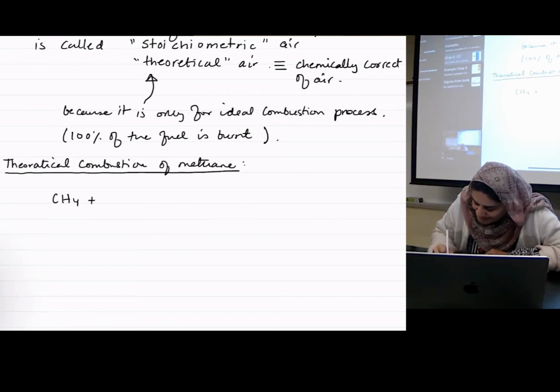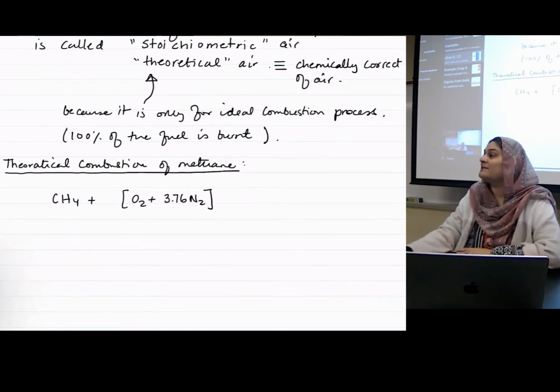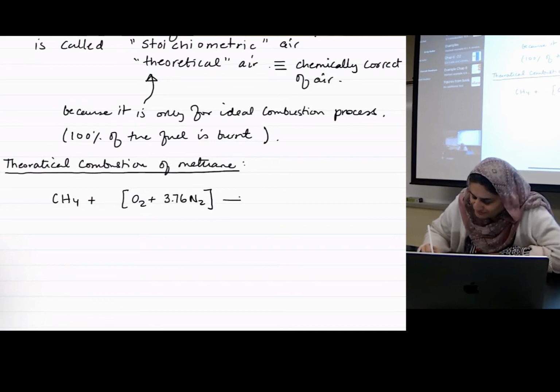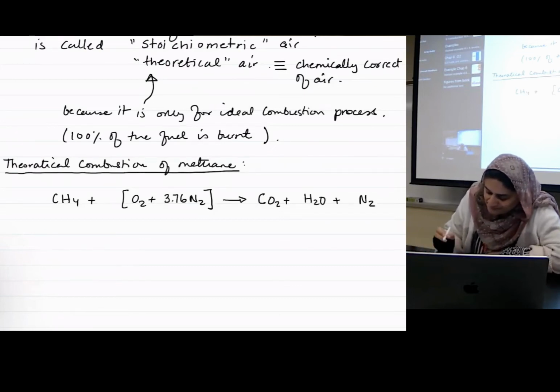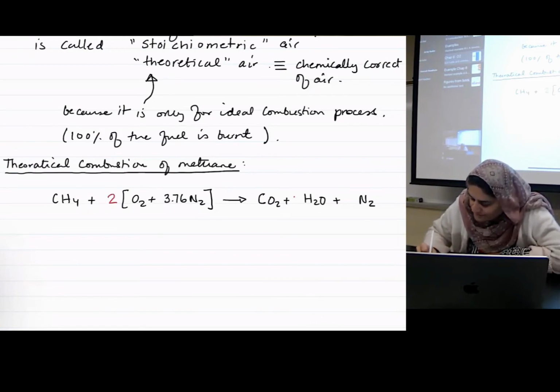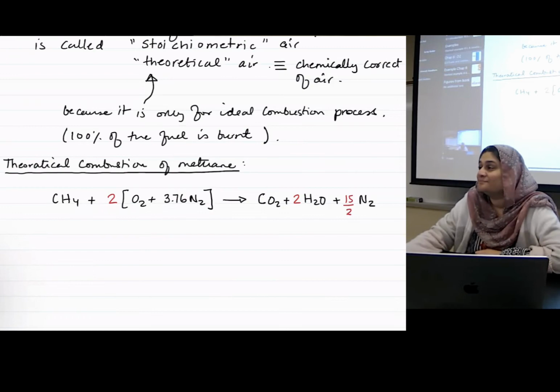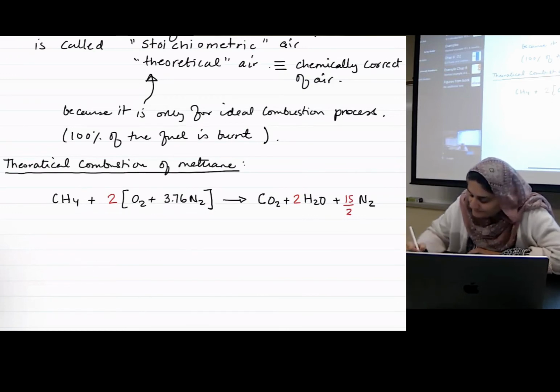This is what it will be. CH4 plus O2 plus 3.76 N2. Remember, for 1 mole of oxygen, 3.76 moles of nitrogen will accompany it, equal CO2 plus H2O plus N2. Ready for it? 2, and 15 divided by 2. Or, since I don't like using those, I'm just going to call it 7.5.